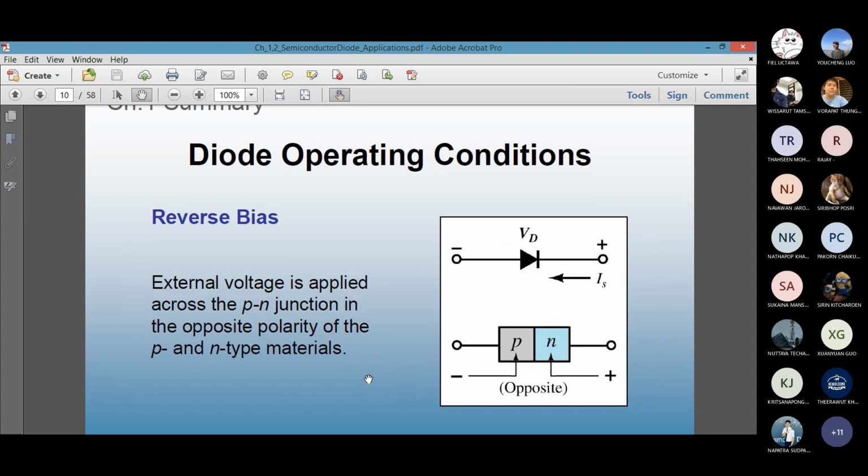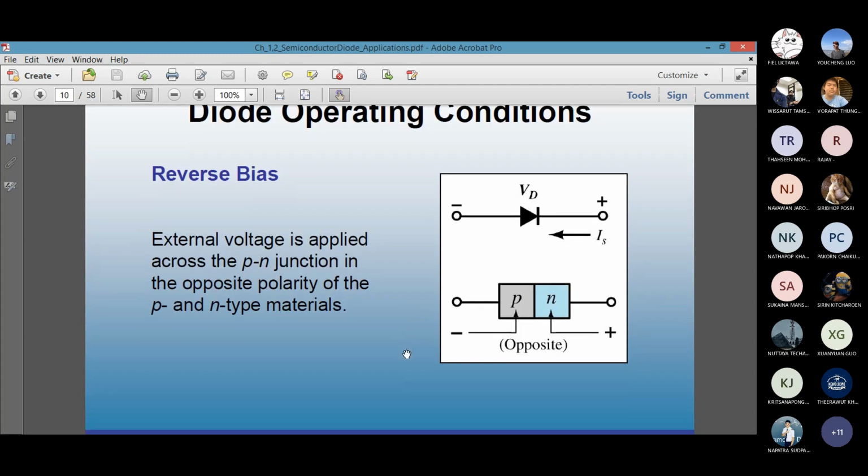When you reverse bias, means you put the minus polarity of your battery or DC on the anode and plus polarity on the cathode, you have an equivalent circuit of open circuit. So very wide depletion region. But there's a reverse current flowing, reverse saturation current, because of the concept of majority minority carriers.